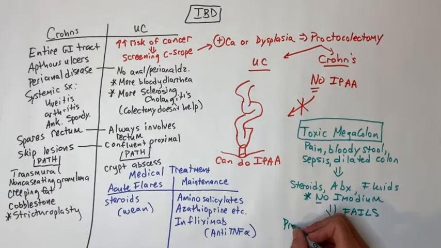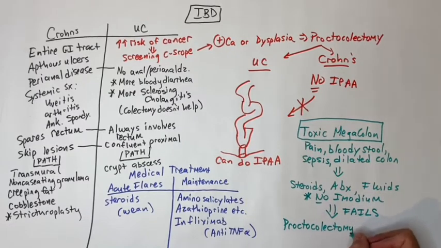If not responding to conservative measures, go ahead and do a total proctocolectomy with end ileostomy. Save the IPAA for future surgery.